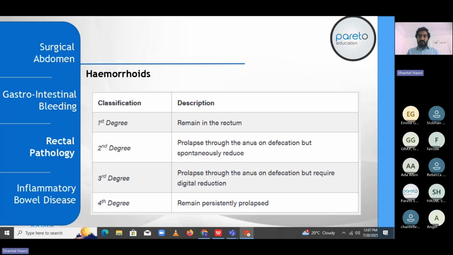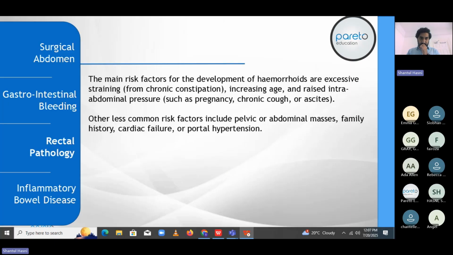Fourth degree becomes persistently prolapsed or thrombosed, and they never go back in. That's fourth degree hemorrhoids. They're also called prolapsed hemorrhoids. The main risk factors are, and I can never stress this enough, constipation, increasing age, and raised intra-abdominal pressure with chronic cough, pregnancy, or ascites. They do have those risk factors, but chronic constipation and straining is the number one risk factor for forming hemorrhoids.